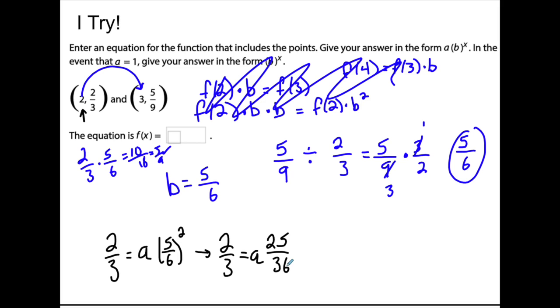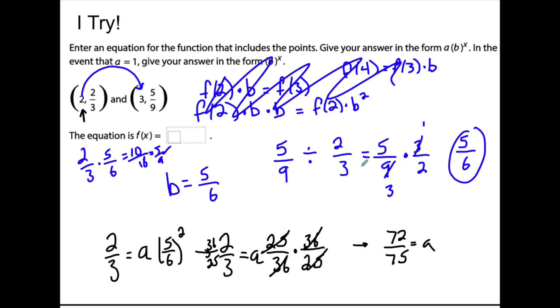Now this is not easy to clear out, but remember, to eliminate this 36, you need to multiply by 36. To eliminate this 25, you need to divide by 25. So what I'm looking for is 36 over 25. So what I get is 72 over 75 is equal to A, because 36 times 2 is 72, and 25 times 3 is 75.